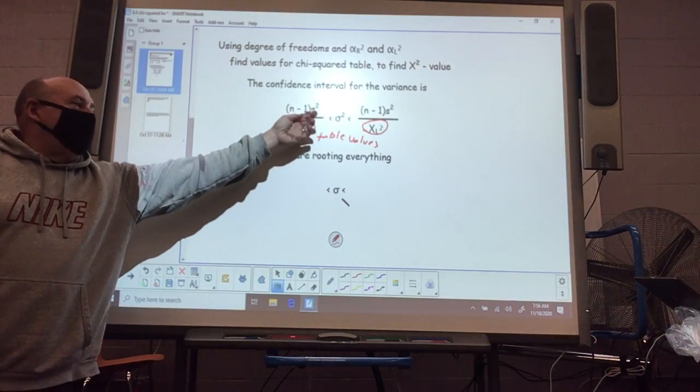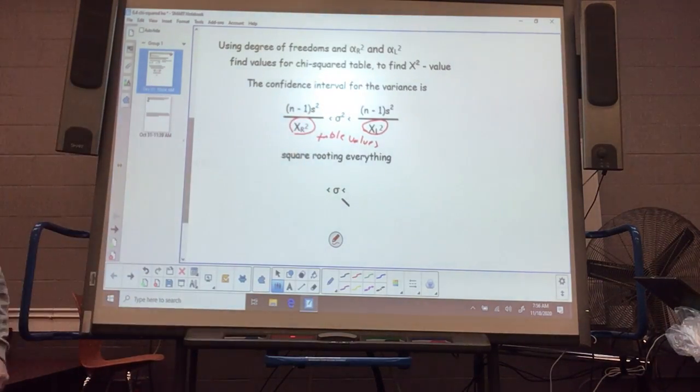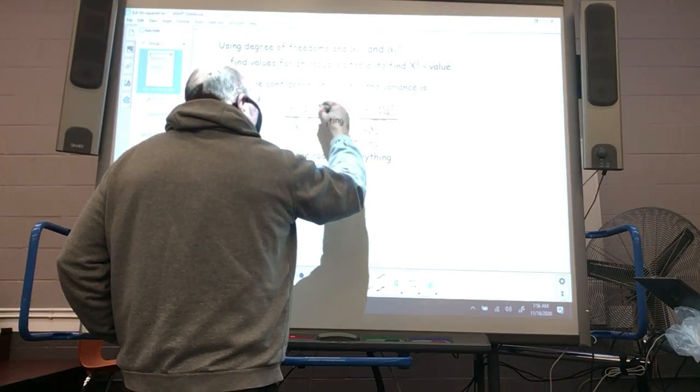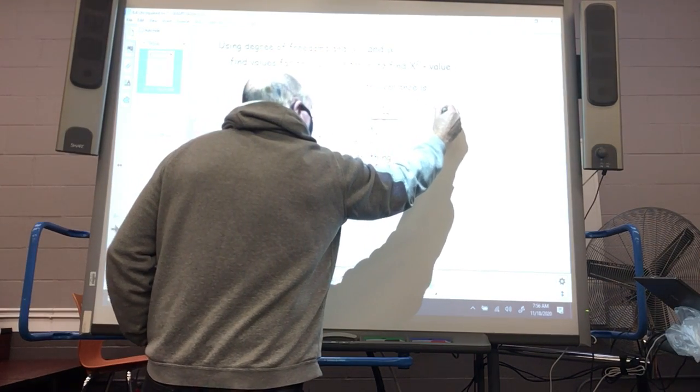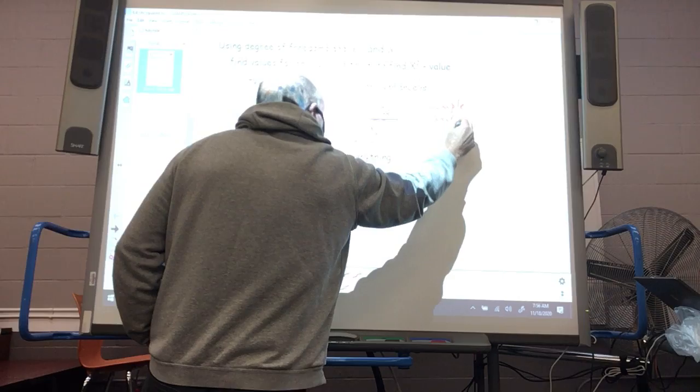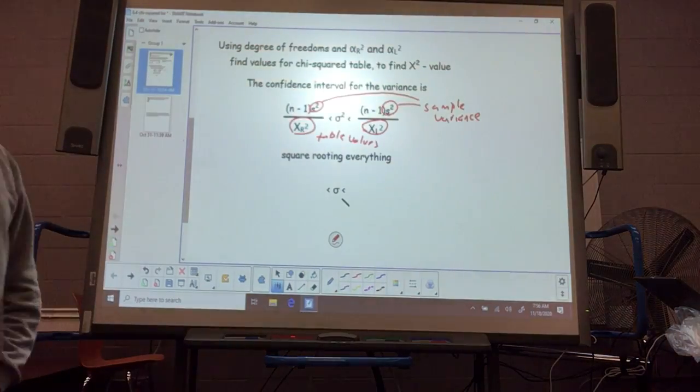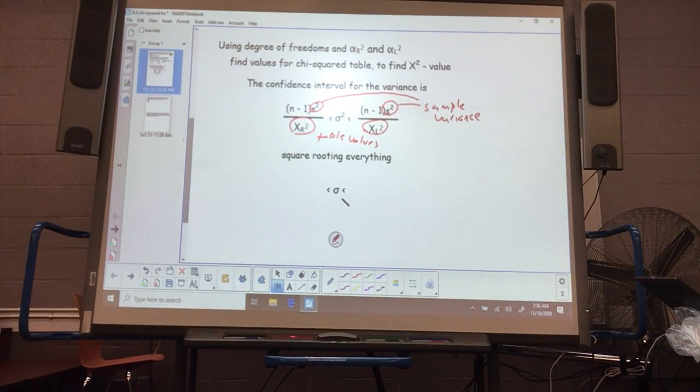So you take your degree of freedom times your variance, divided by your chi-squared table value. Once again, these values here are your sample variances. So you have to pay attention to the verbiage in the problem, because the verbiage in the problem will give you a sample variance or a sample standard deviation. If they give you the sample standard deviation, you're going to have to square that value. If they give you the sample variance, that's the value right there, because your variance is s squared, your standard deviation is s.